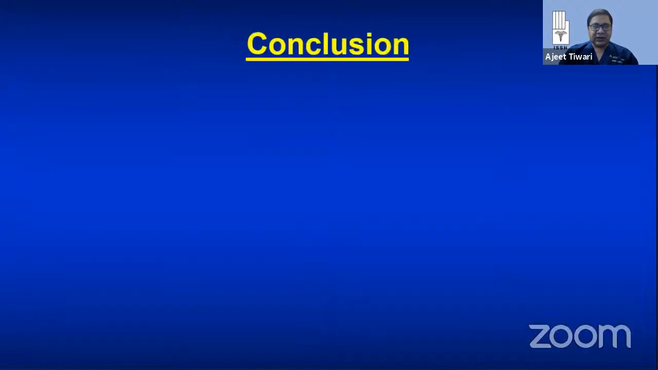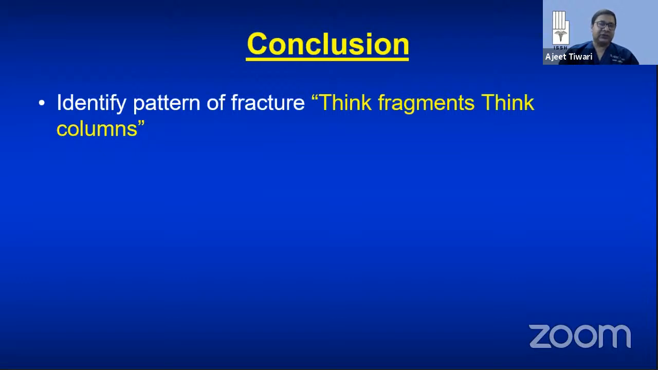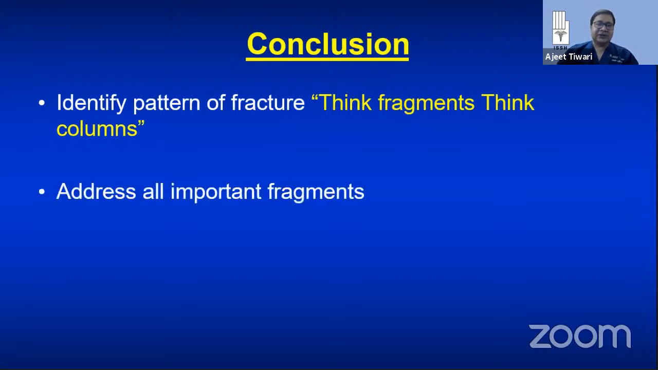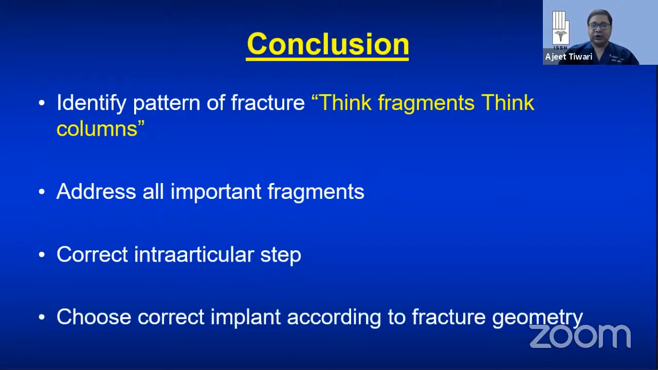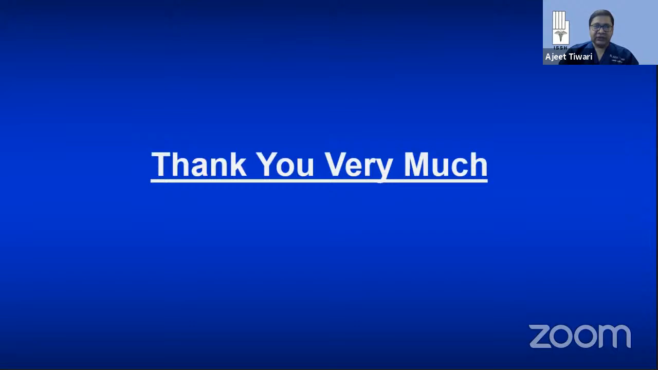With this, I want to conclude that whenever there is an intra-articular fracture, always think about the fragments, think about the columns, and always address all important fragments, because if you do not address important fragments, you will land up in complications. Correct the intra-articular steps as much as possible, and choose the correct implant according to the fracture geometry. We should know what kind of plate is useful at what place. With this, thank you so much for your patience in hearing.